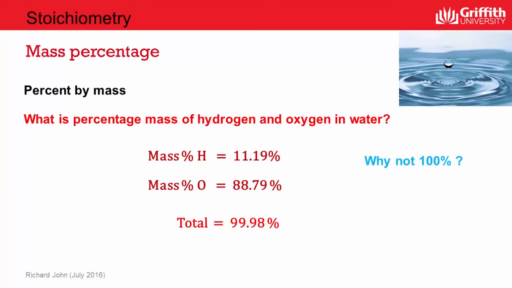So why isn't it 100%? And the answer just lies in some errors, particularly some rounding errors. We rounded our calculations to 4 significant figures. And we've got to remember as well that what we're dealing with here are measurements. So the reported numbers for atomic masses and molar masses are actually measurements, and they are subject to limited accuracy and limited precision.